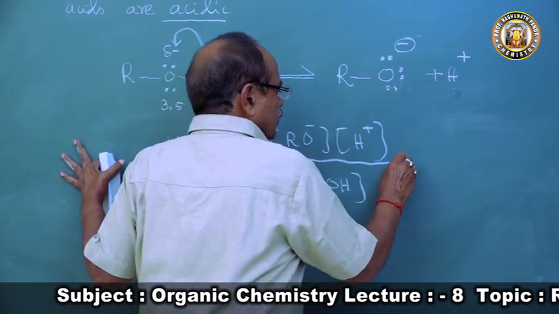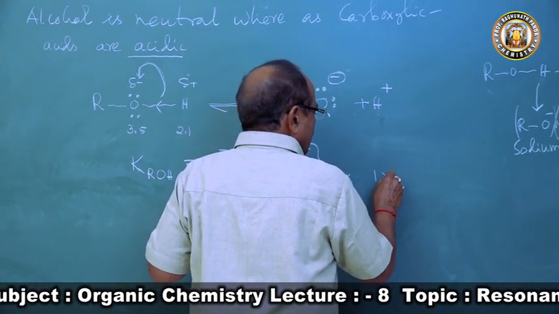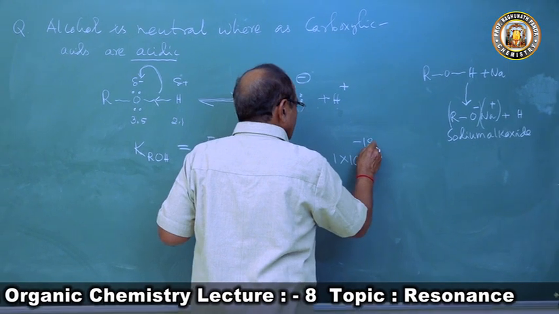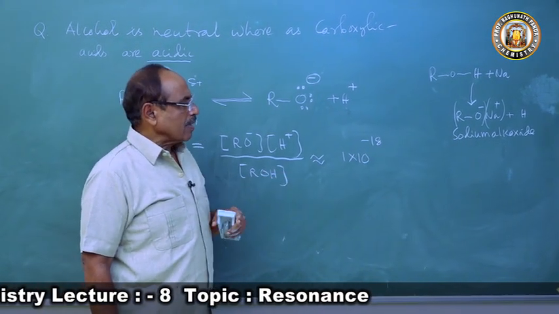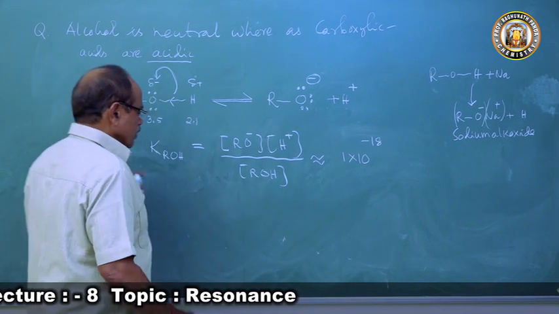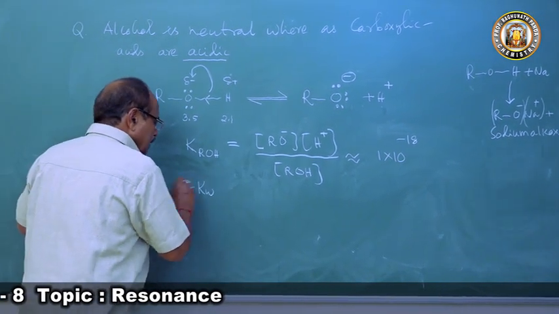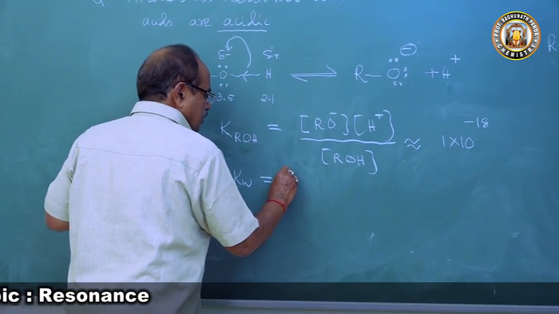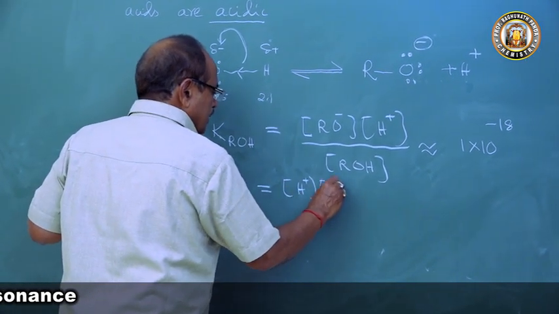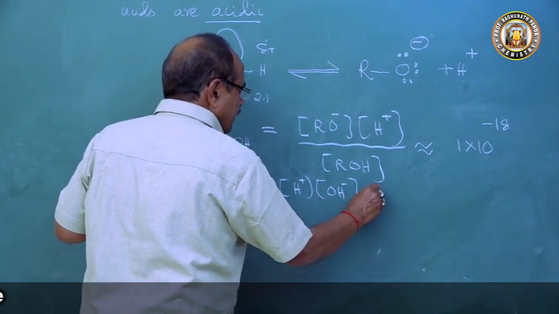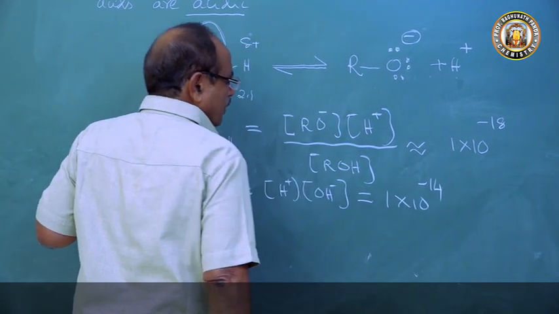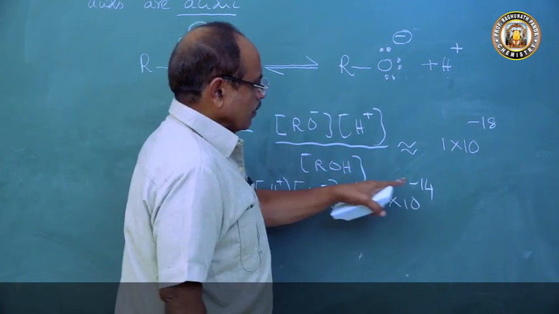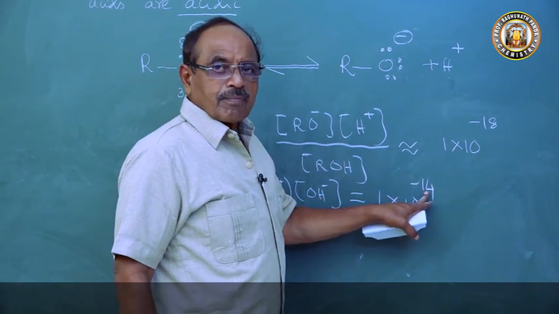This comes in the order of 1 into 10 to the power minus 18. The dissociation constant of alcohol comes to 1 in 10 to the power minus 18. Whereas the Kw, the ionic product of water, which is the concentration of H plus into the concentration of OH minus, is of the order 10 to the power minus 14.